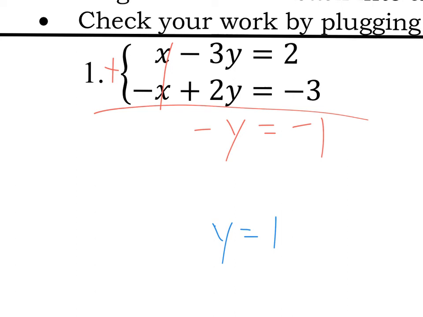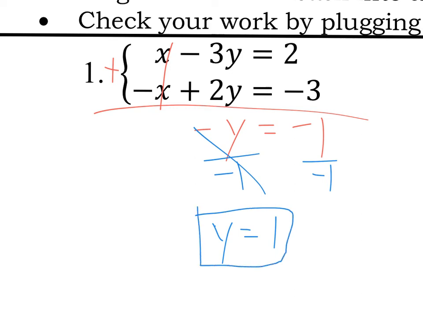Okay? And if that confuses you, think of it like this. Anytime there's a negative by a letter, that doesn't mean you're done. That doesn't mean, oh, this equation equals a negative. No, it means negative 1 times y. So you got to divide out that negative 1. And any negative 1 divided by negative 1 is 1. Anything divided by itself is 1. So I just like to think of it as flipping the signs. Hey, if negative y equals negative 1, then positive y equals positive 1.